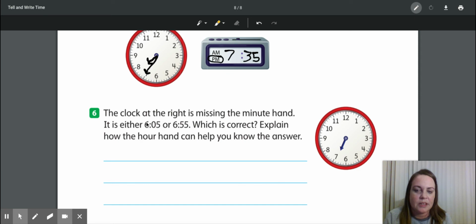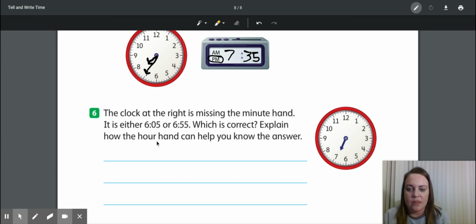Which time, 6:05 or 6:55, is closer to 7? It should be 6:55. If you have somewhere exciting to go, you're going to ride your bike at 7 o'clock, and you say, what time is it? You would want to say 6:55. That means you would only have to wait 5 minutes. If it was only 6:05, that means it's closer to 6 o'clock instead of 7 o'clock. 6:55 means you only have to wait 5 minutes until 7 o'clock. Which is correct? Explain how the hour hand can help you know the answer.